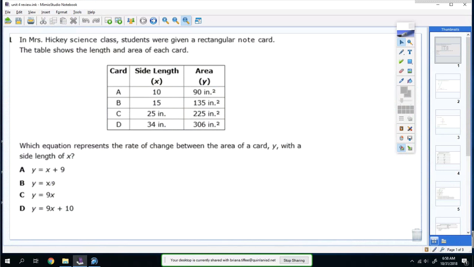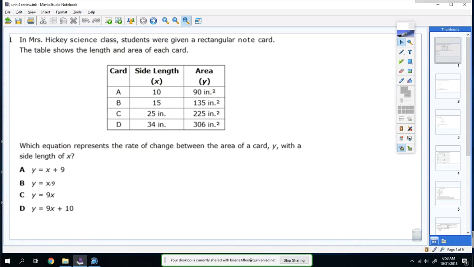All right. So this is your Unit 4 test review for 2018. It says in Miss Hickey's science class, students were given a rectangular note card. The table shows the length and the area of each card. Which equation represents the rate of change between the area of card Y with the side length of X?